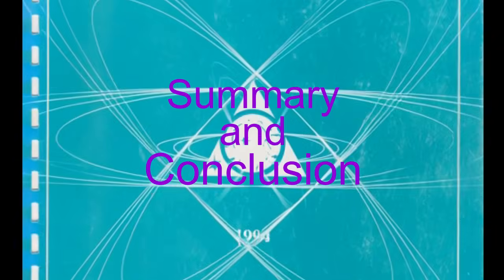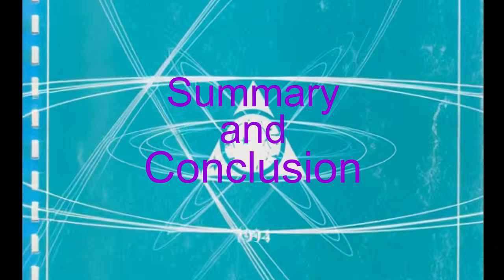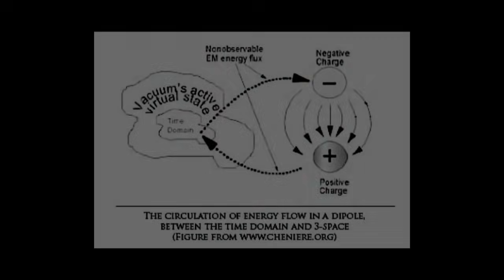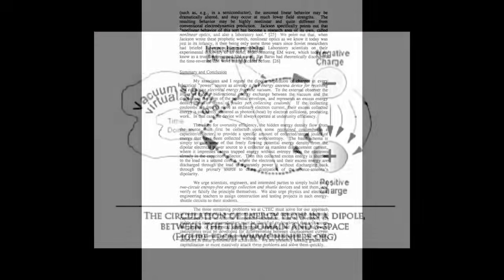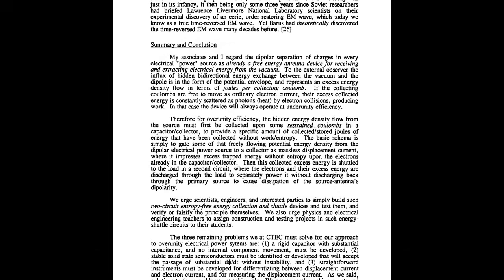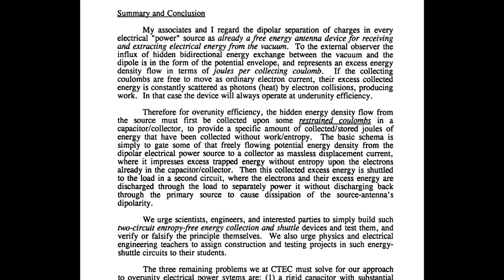Summary and conclusion. My associates and I regard the dipolar separation of charges in every electrical power source as already a free energy antenna dipole for receiving and extracting electrical energy from the vacuum. To the casual observer, the influx of hidden bidirectional energy exchange between the source dipole and the dipole is in the form of the potential envelope and represents excess energy density flow in terms of joules per collecting coulomb.